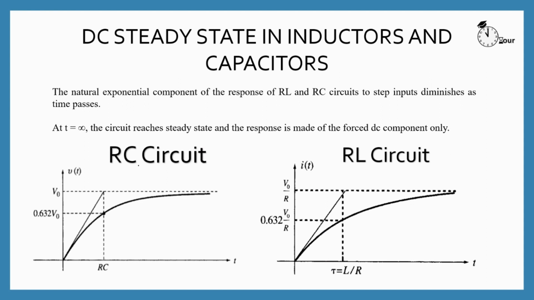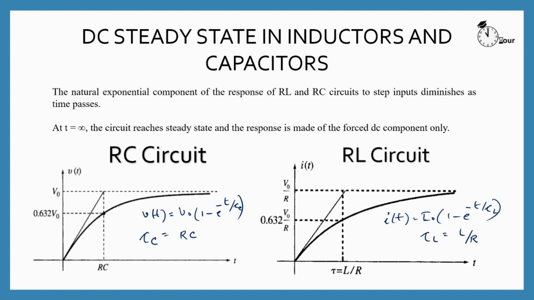We know that for an RC circuit, V of t is equal to V naught (1 minus e power minus t by tau), and for an RL circuit, I of t is equal to I naught (1 minus e power minus t by tau). For an RC circuit, let me say tau c so that I can differentiate the two cases. Tau c, the time constant, is RC, whereas for the RL circuit, tau L is L by R. This is what we know from the previous videos.